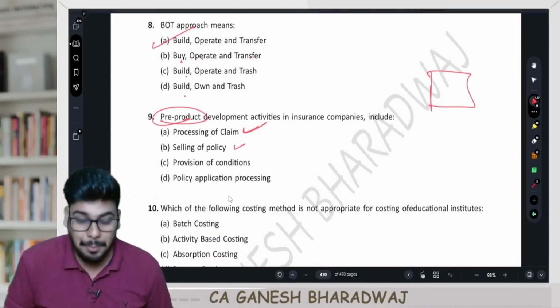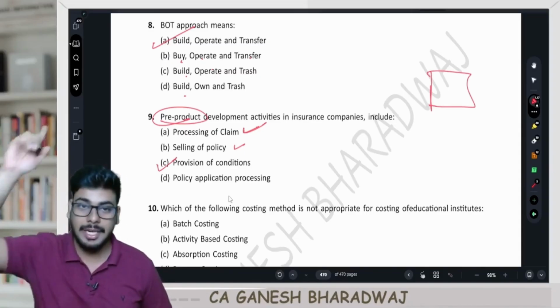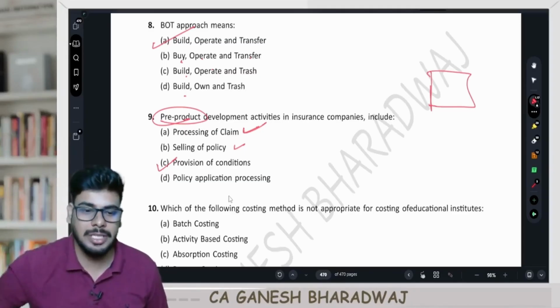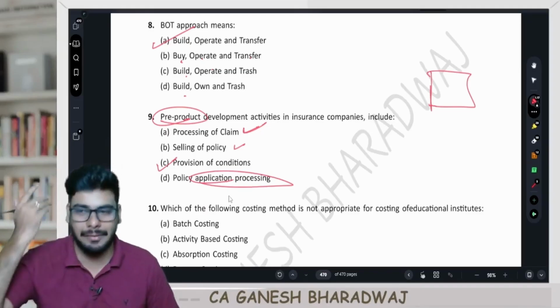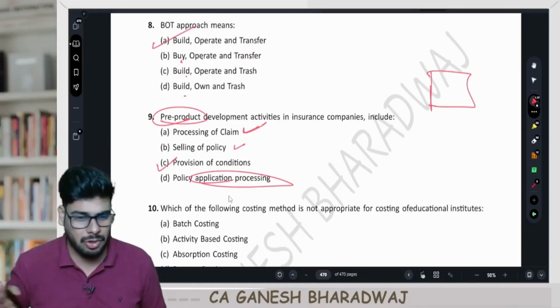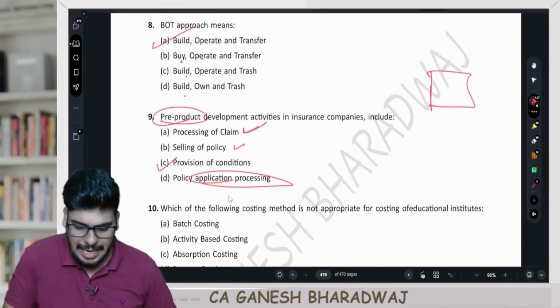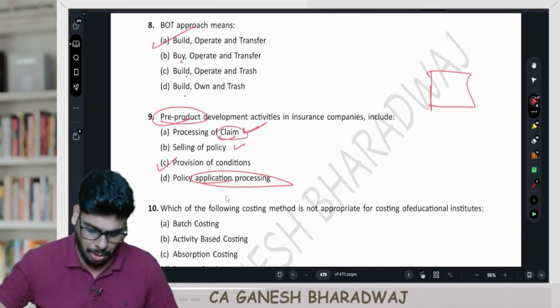Yes. Provision of conditions. Yes. What are all the terms and conditions that need to be included? This I decide even before the policy is being developed. Are you clear with this? Policy application processing. When will you apply? Only after the policy is established. Are you clear with this? Logically think. It's not related to costing. Are you clear with this? Claim processing means you are making a claim to them after issuance of policy only.